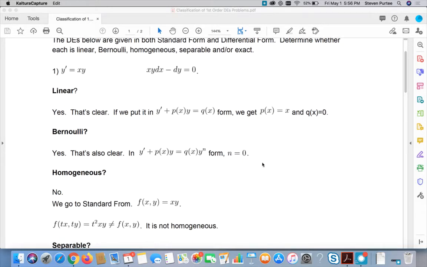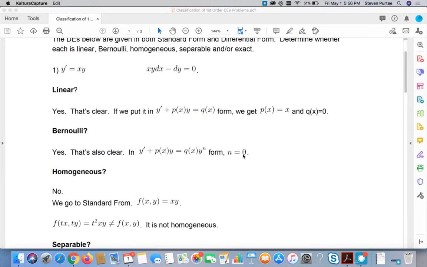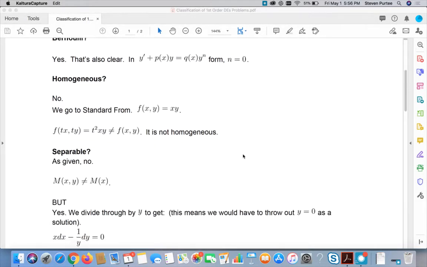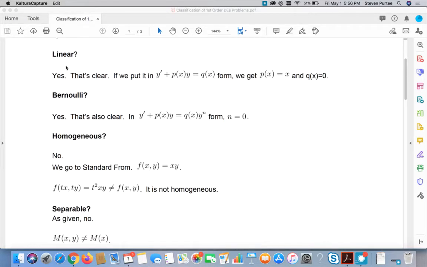Okay, all linears are Bernoulli with n equals 0. Remember, this is the regular form we use for Bernoulli equations. Clearly, I can write that guy right there like this. P of x is still x, and y to the n has n equals 0, and Q equals 0. Okay, homogeneous DEs. So I'm going to use standard form right here.